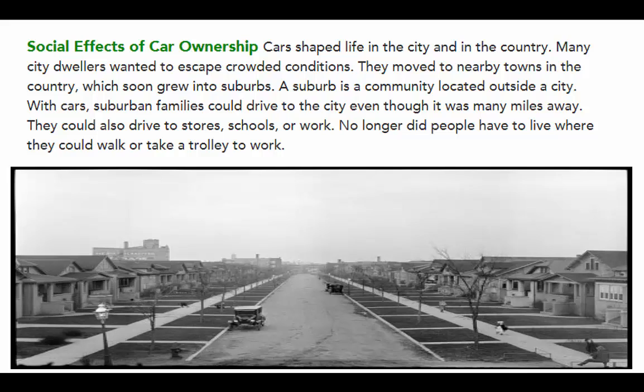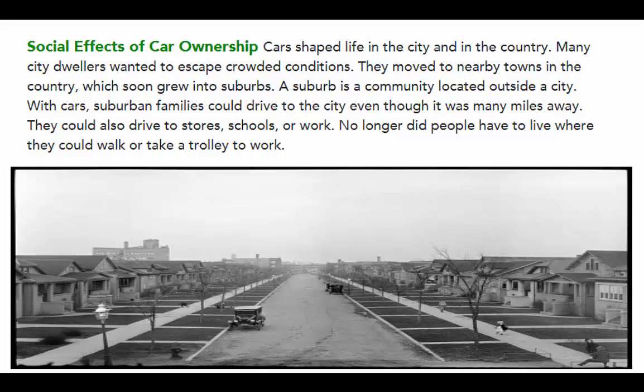Social effects of car ownership. Cars shaped life in the city and in the country. Many city dwellers wanted to escape crowded conditions. They moved to nearby towns in the country, which soon grew into suburbs, which is short for suburban. A suburb is a community located outside a city. With cars, suburban families could drive to the city even though it was many miles away. They could also drive to stores, schools, or work. No longer did people have to live where they could walk or take a trolley to work.